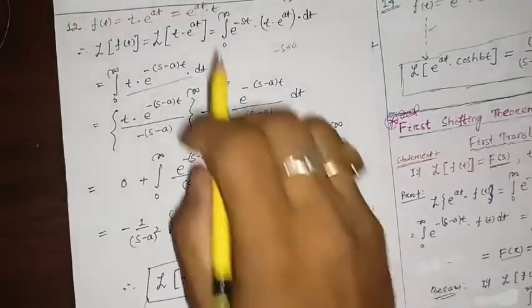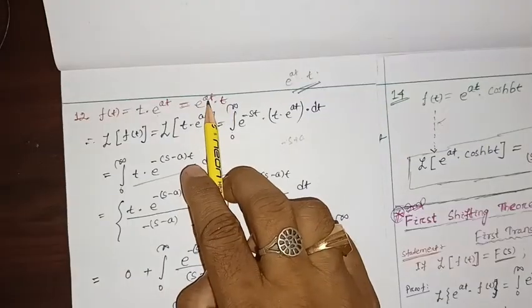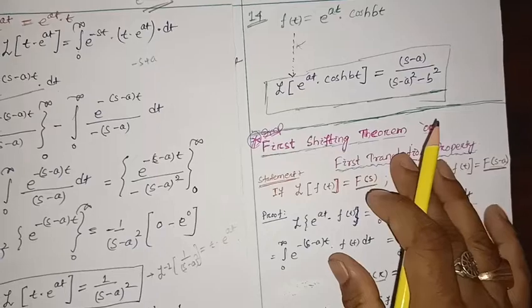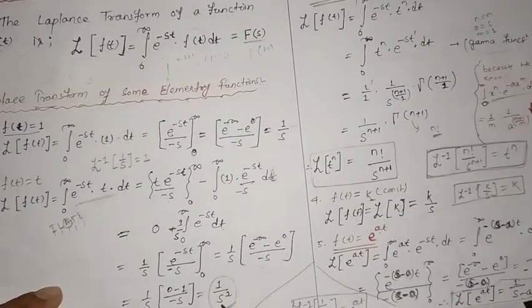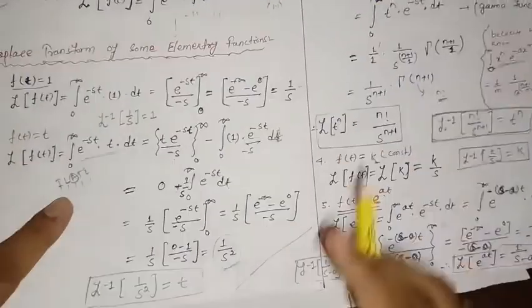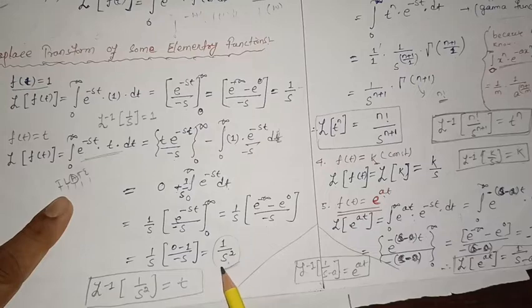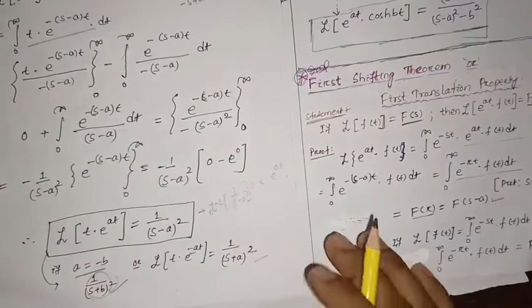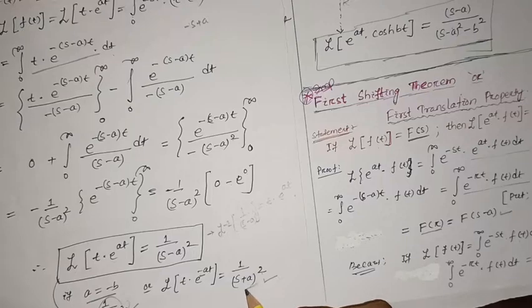So if t into e to the power at is there, according to the first shifting theorem, what do we have to write? Here 1 by s square is there. Instead of s, we have to write s minus a. So 1 by s minus a whole square will be the answer. And this is the value we found.